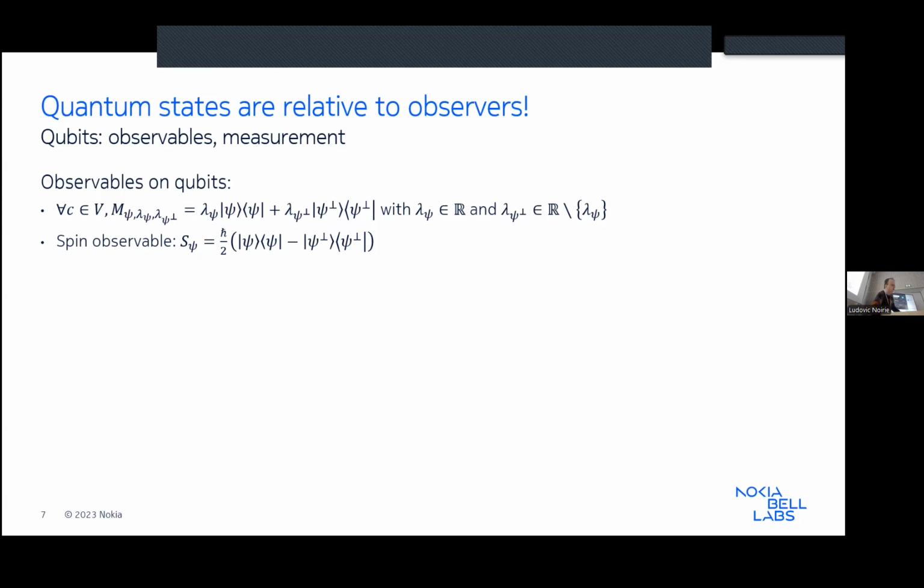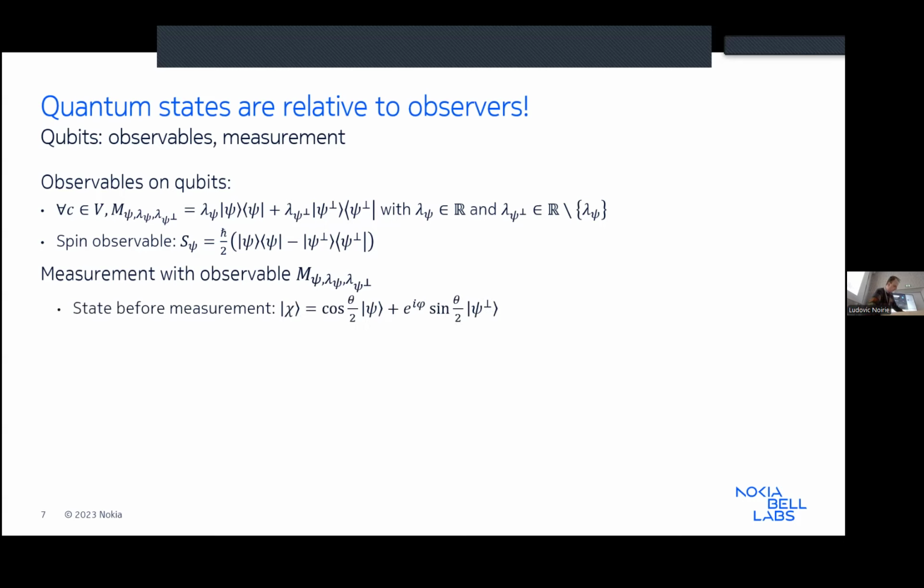The qubits in quantum memories are generally related to a spin one half, which can have the value minus one or plus one. So if we have this observable, what are the measurement outcomes with this observable?